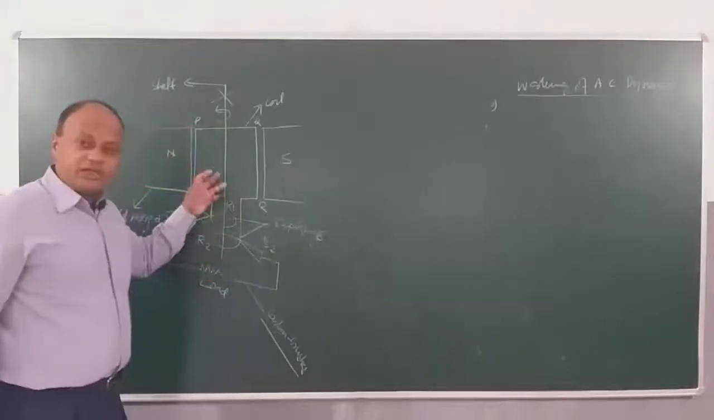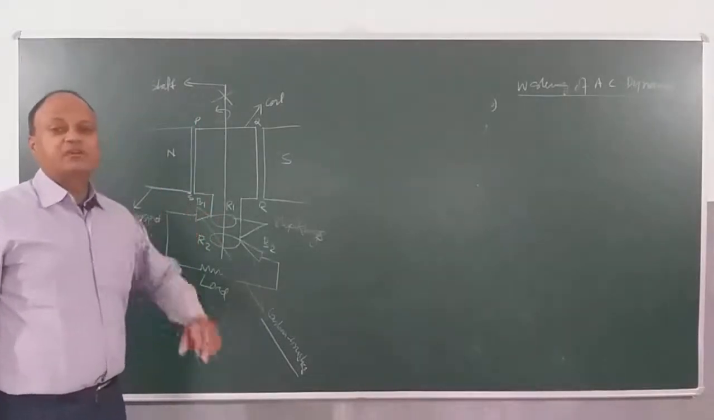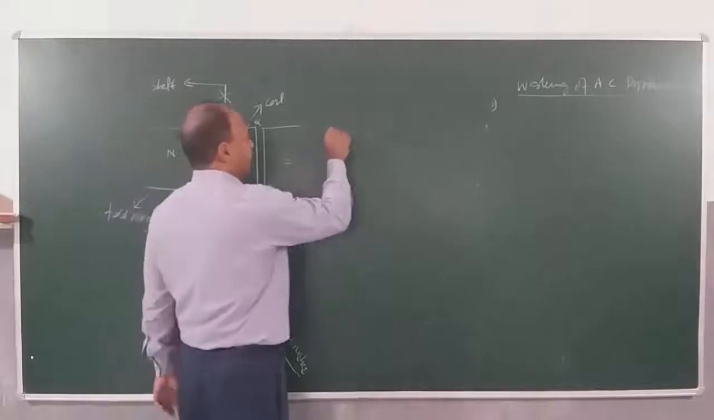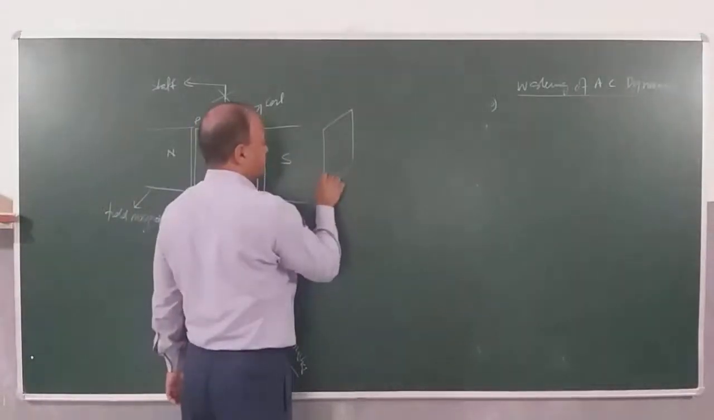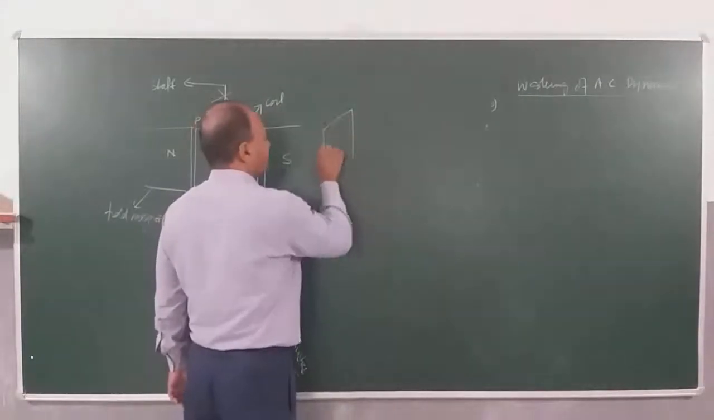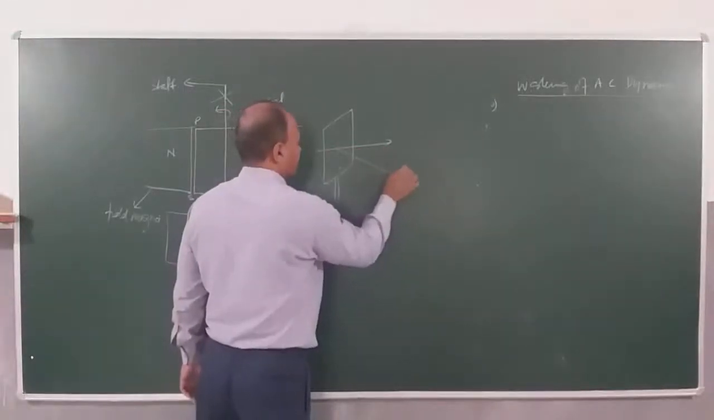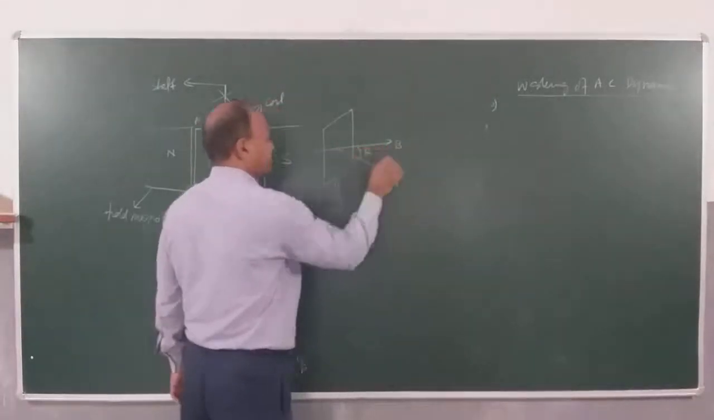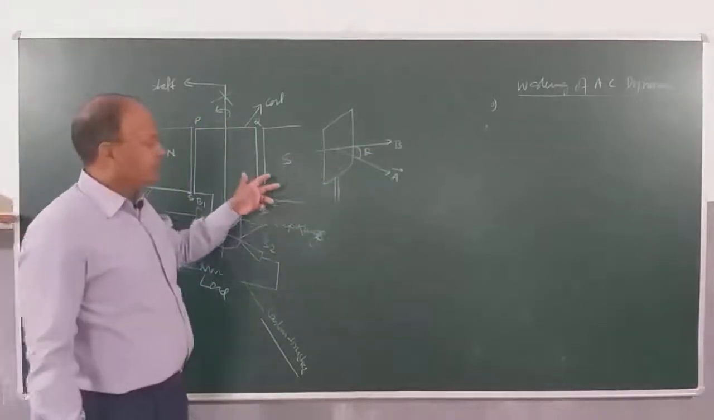As the coil is rotating, the angle between the area vector and the magnetic field is changing. Clear? Let's see, at a given instant the coil is placed like this. This is the magnetic field and this is the area vector. The angle between them is theta. Remember, this angle theta is a variable angle.